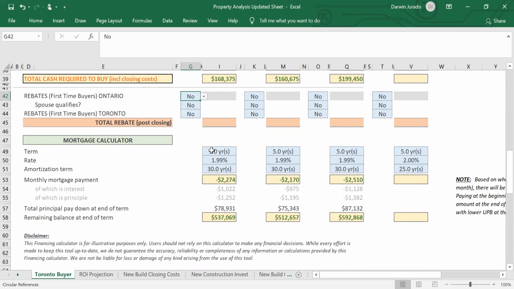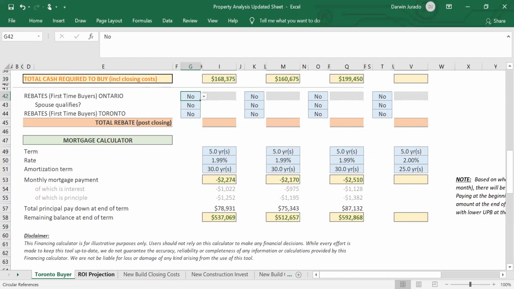The mortgage calculator, obviously, we will punch in the information, the terms. We're going to use five since this is looking at a comparison of investment properties, the rate, amortization, same thing, 30 years, and then the mortgage per month. Then down here, we see the principal paid down at the end of the term, and then the remaining balance at the end of that term as well. So this would be the initial sheet.